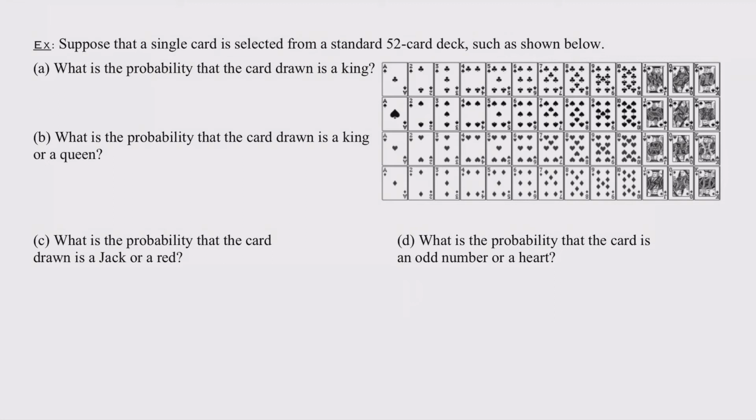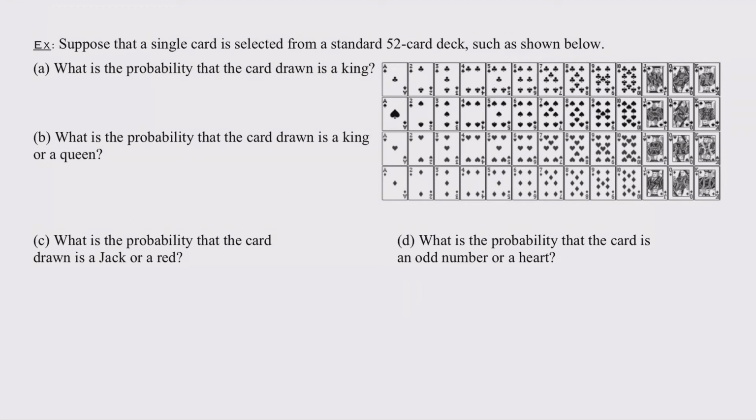What is the probability that the card drawn is a king? Which we know from looking at our sample space here, there are exactly 4 kings in the whole deck. 1 king from each suit. So we'll have a 4 out of 52 probability of picking a king from the deck.